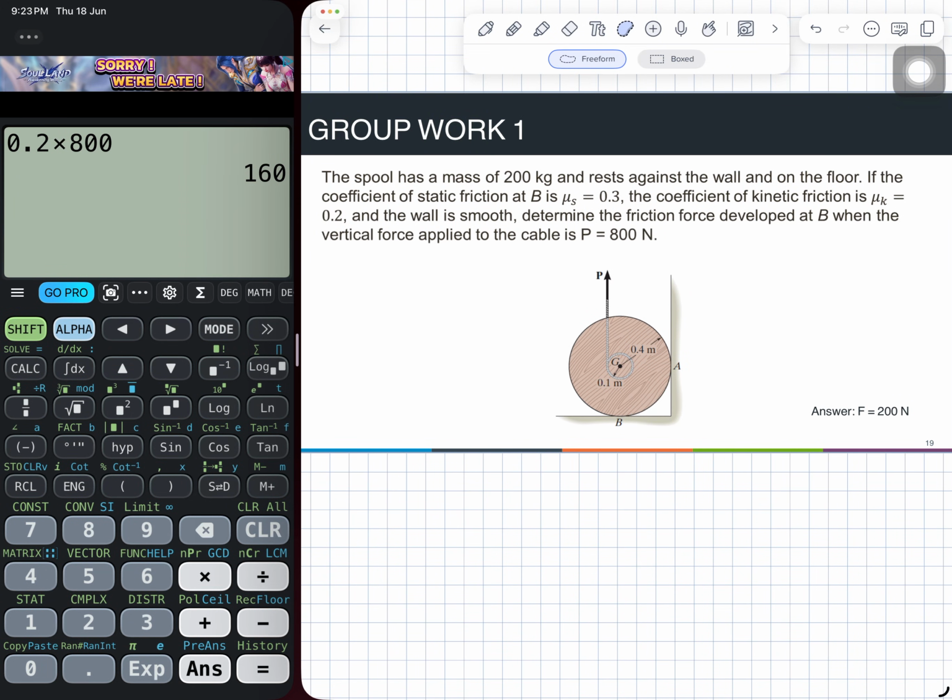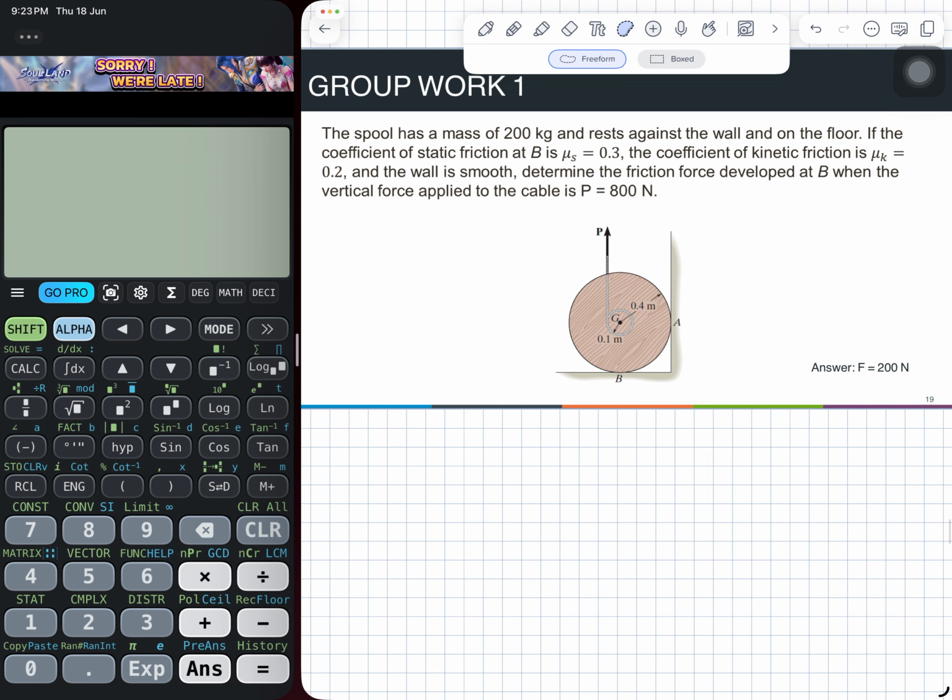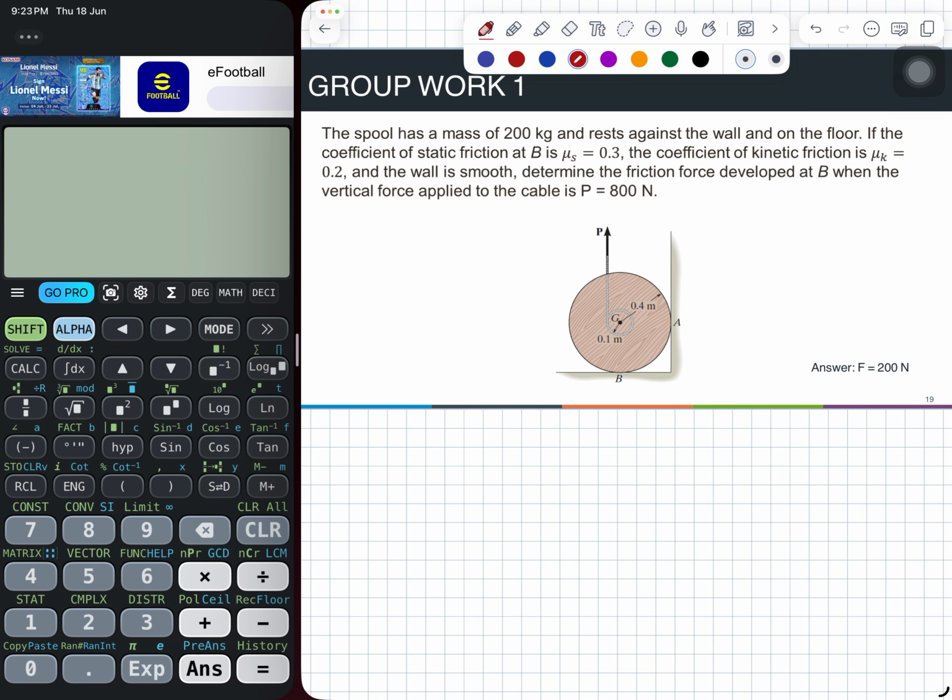So I would like to explain the solution for this group work 1 question. We have a 200 kilogram spool resting against the wall and the floor. The coefficient of static friction is equal to 0.3 and the mu k is 0.2. The wall is smooth. Determine the friction force developed at B.